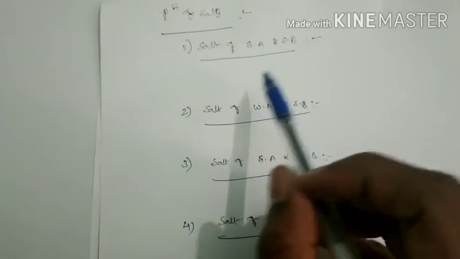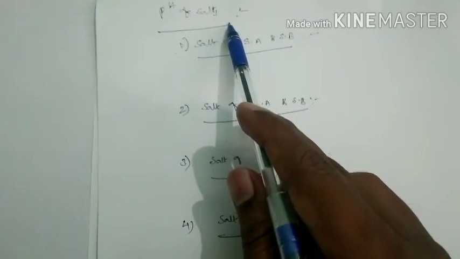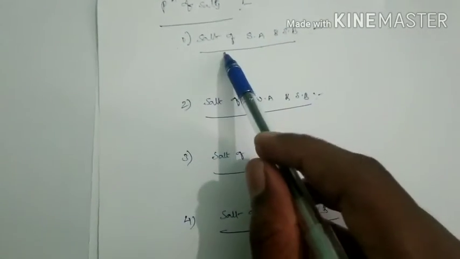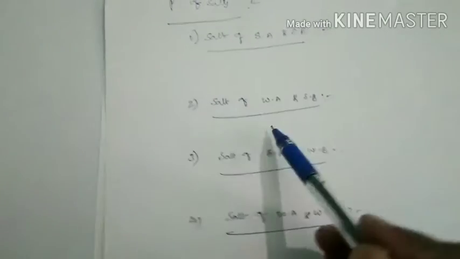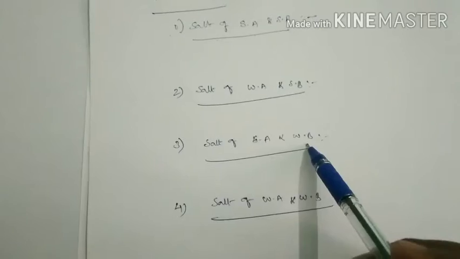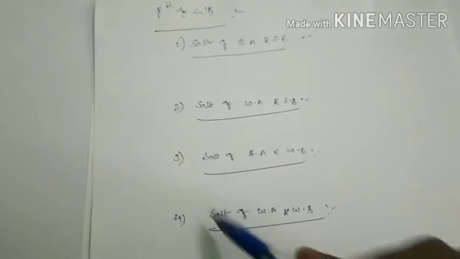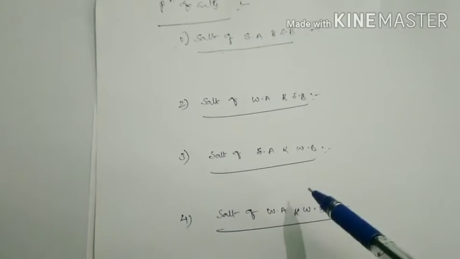Good morning friends. Now we discuss about pH of salts. We know that salt is formed from acid and base. There are four types of salts. That is salt of strong acid and strong base, salt of weak acid and strong base, salt of strong acid and weak base, and salt of weak acid and weak base. Now we have to discuss about pH of these four salts.